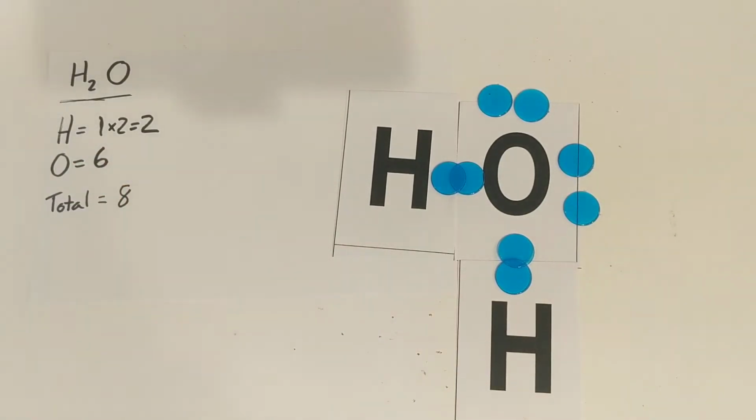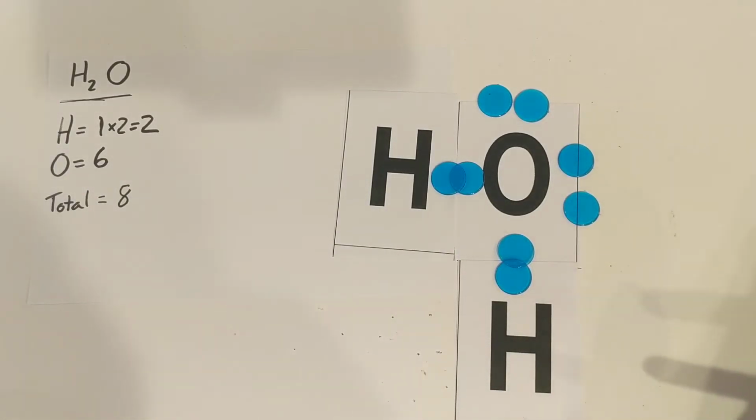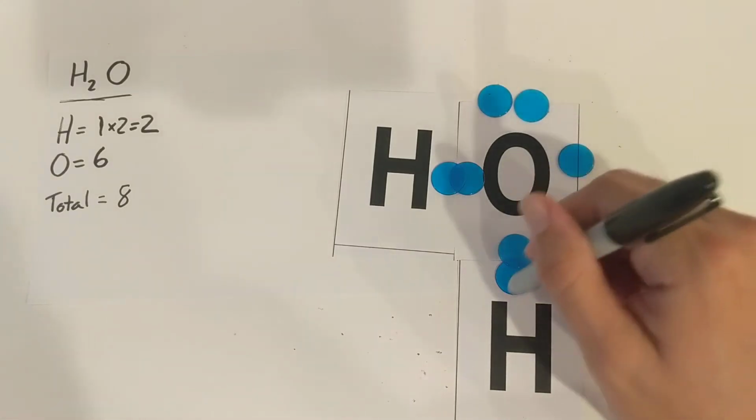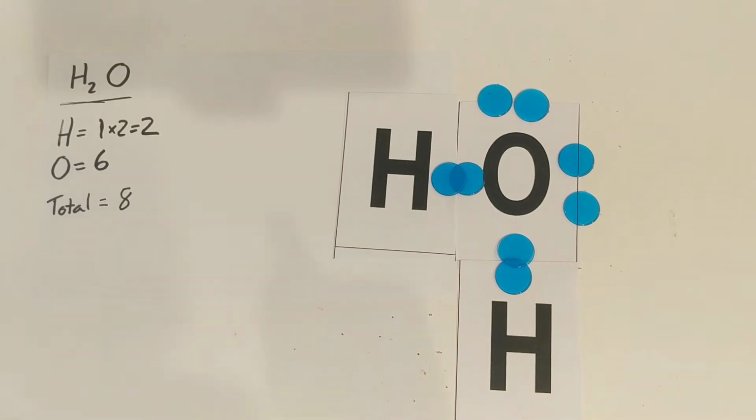That oxygen's happy. The last thing we have to do to make sure we didn't just add any extra electrons to our molecule is by counting our total. We got 1, 2, 3, 4, 5, 6, 7, 8. Same as what we started with. So we're looking good there. This will be our answer.